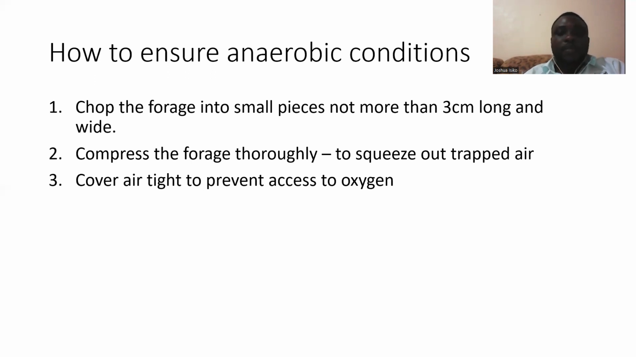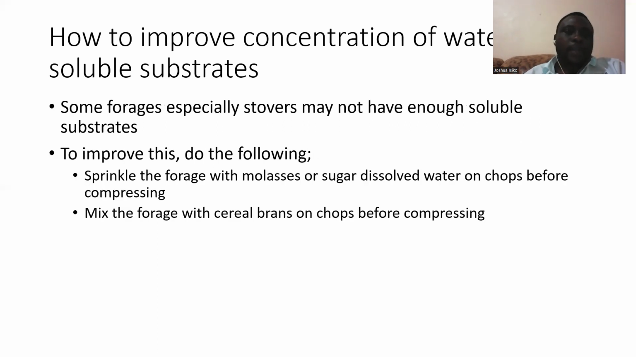And sometimes you may find rotten parts in your silo. And then cover it airtight to prevent access to oxygen and water. Oxygen and water, this rainwater, when there's overflow of water into the silo, it gets spoiled. So not only air, but also water. Cover it tight to prevent oxygen and water.